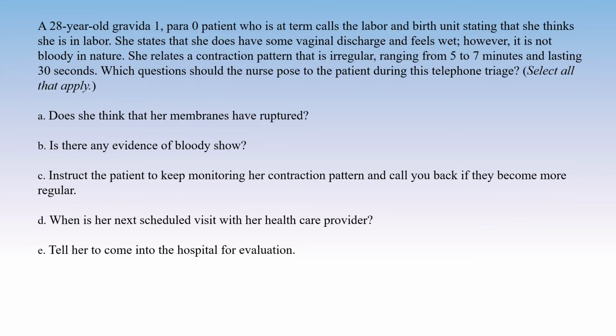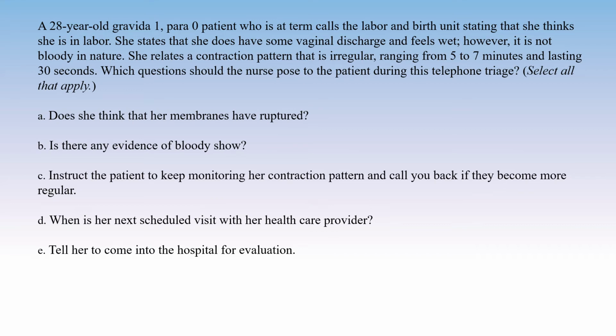A 28-year-old Gravida 1, Para 0 patient who is at term calls the labor and birth unit stating that she thinks she is in labor. She states that she does have some vaginal discharge and feels wet, however. It is not bloody in nature. She relates a contraction pattern that is irregular, ranging from 5 to 7 minutes and lasting 30 seconds. Which questions should the nurse pose to the patient during this telephone triage?